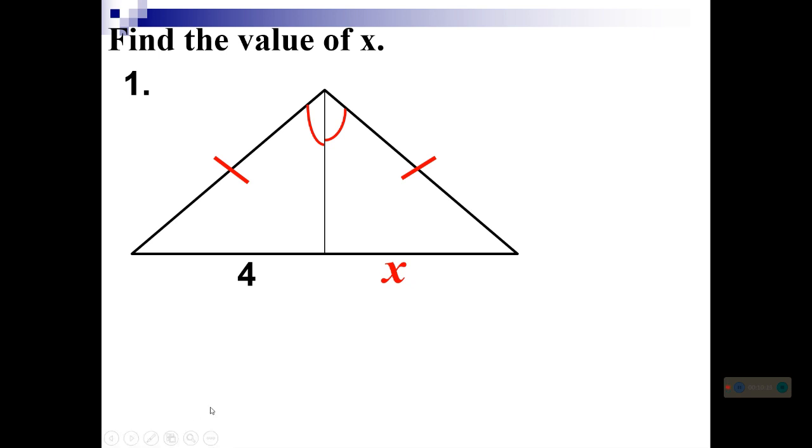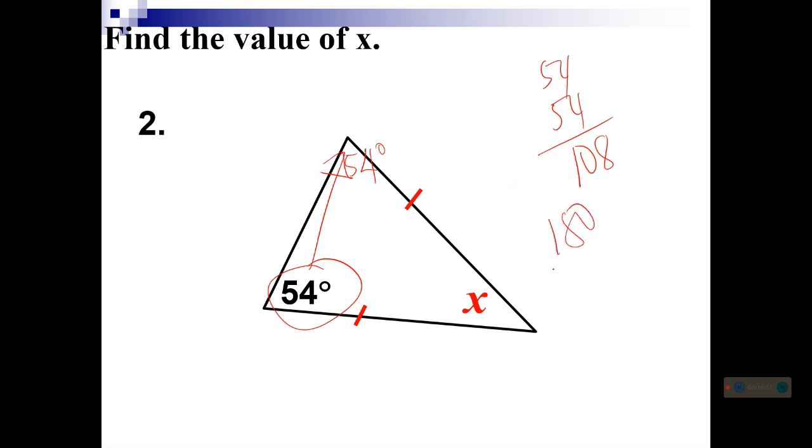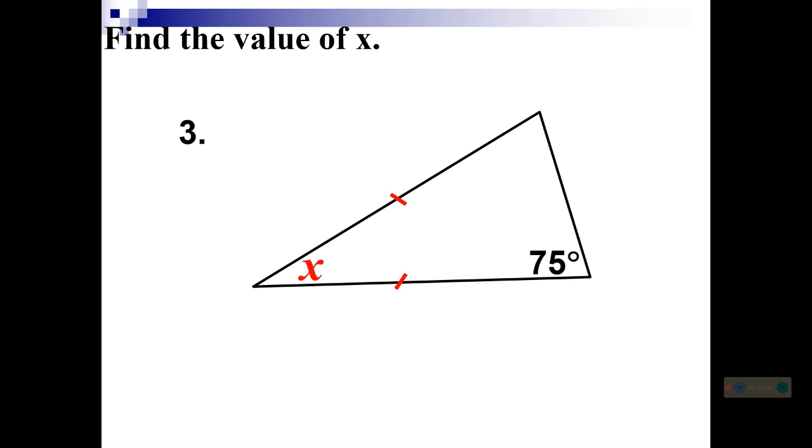Okay? So let's find the value of x here again. We have here, correct, x is equal to 4. How about this one? I think you have to solve this. We have here the base angle. Therefore, you can still have here 54 degrees because that is also a base angle. So 54 plus 54 is equal to 108. And then 180 minus 108 is equal to, yes, 72. So the value of our x here is 72.